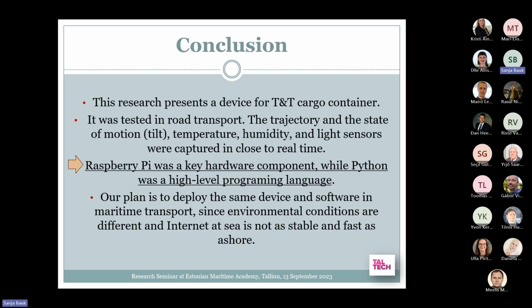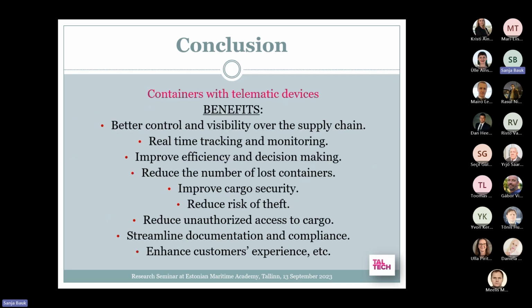So this research presents a device for tracking and tracing cargo containers. It was tested in road transportation so far. The trajectory and the state of motion, tilt, temperature, humidity, and light sensors are captured in close to real time. Raspberry Pi was the key hardware component, while Python was used as a high-level programming language in the backstage. Our plan is to deploy the same device and software in maritime transport, since environmental conditions are different and internet at sea, as I said, is not as stable and fast as ashore so far.